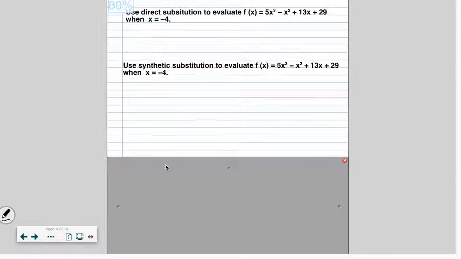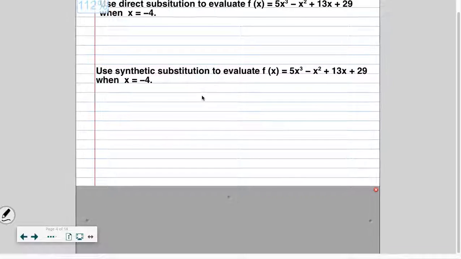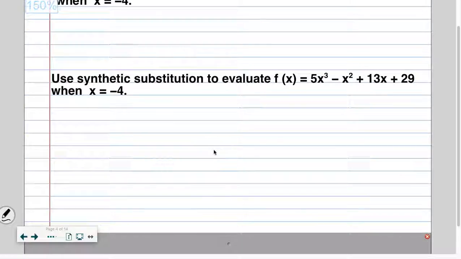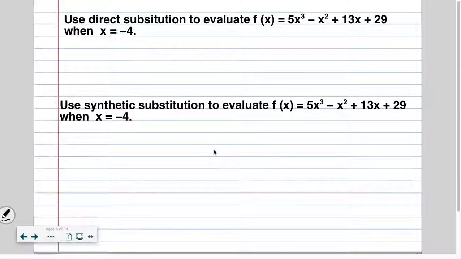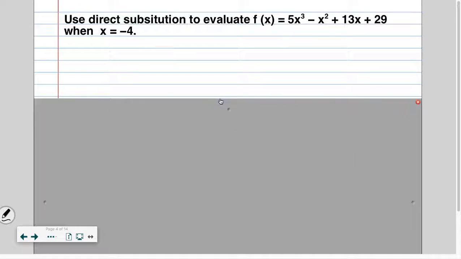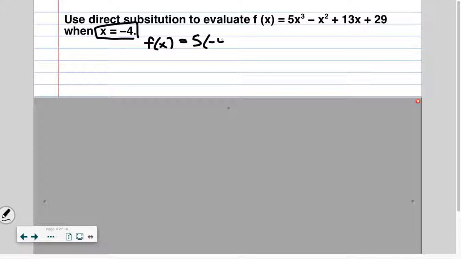So first problem up here. Oh, and we're just zooming out. There we go. All right, so if we want to use direct substitution, we've done these problems already this chapter. Basically what we do is we just take -4 and plug it in. So f of x equals 5 times -4 cubed minus -4 squared plus 13 times -4 plus 29. We plug it in and we go ahead and solve here.